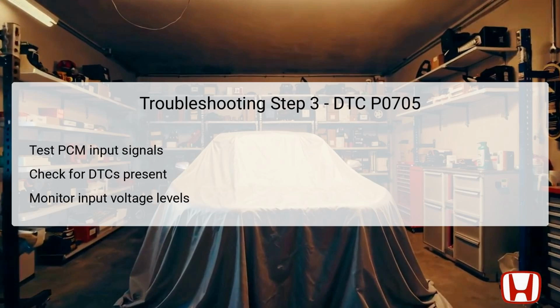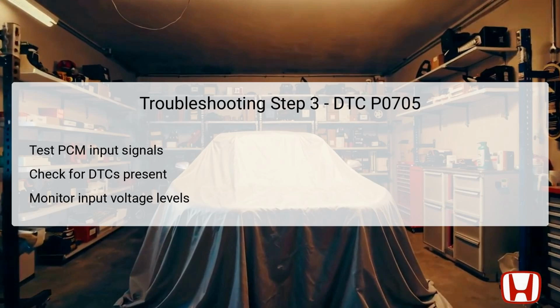In the third troubleshooting step, it is essential to test the input signals being sent to the PCM to determine if they are accurate and correspond with the operational state of the transmission range switch. Make sure to check for any other related diagnostic trouble codes, DTCs, that may be present in the system, which could hint at additional issues or aid in the diagnosis.